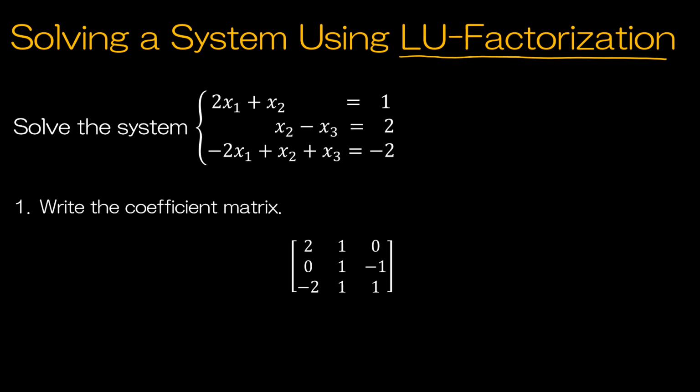The first thing we should do in solving a system is to write the coefficient matrix. For right now, I'm not concerned about the 1, 2, or -2. I'm concerned about 2, 1, 0, 0, 1, -1, -2, 1, 1, which is exactly what I have here. So that's step 1, write the coefficient matrix.